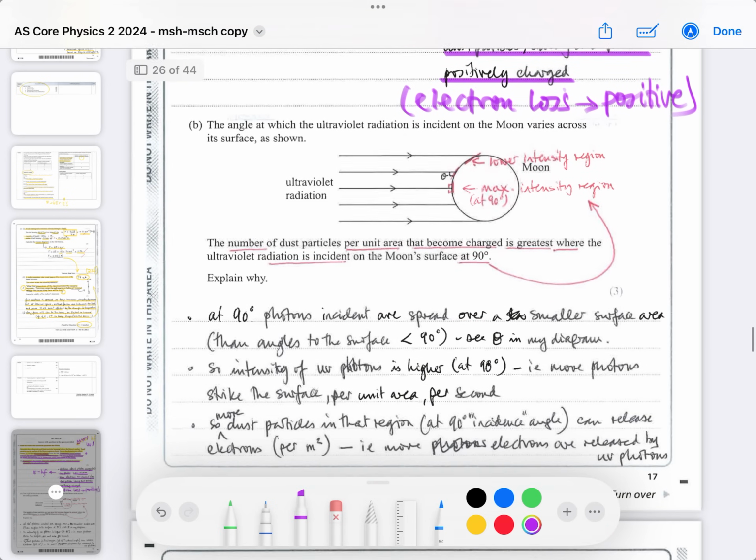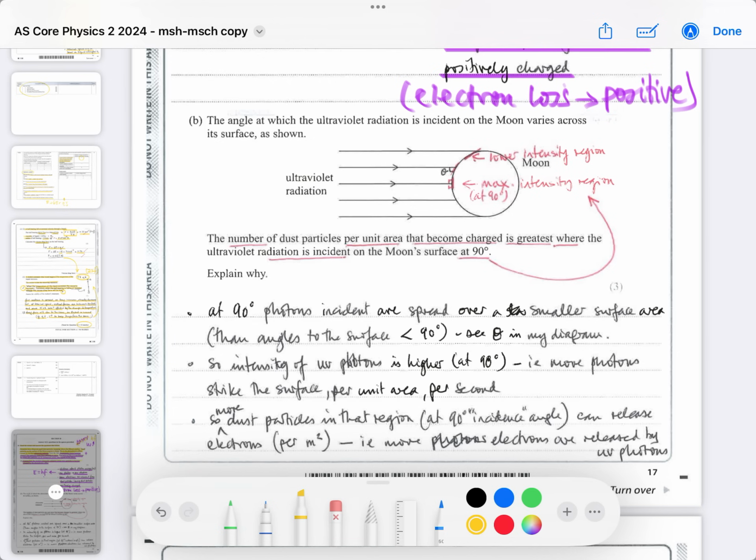It then says, going back to my yellow, the angle at which the ultraviolet radiation is incident on the moon varies across its surface as shown. So imagine this is the equator. It then hits the surface perpendicularly, so at 90 degrees, you're going to get maximum intensity at the moon's equivalent of the equator. But you get lower intensity the closer to the North Pole you are, if the moon has a North Pole, you imagine it, because you can see it's at an angle.